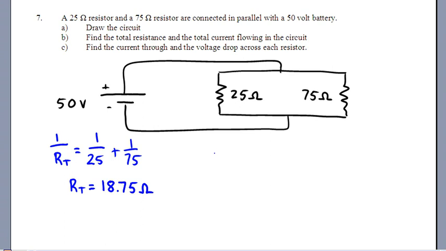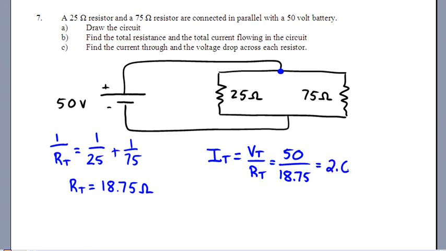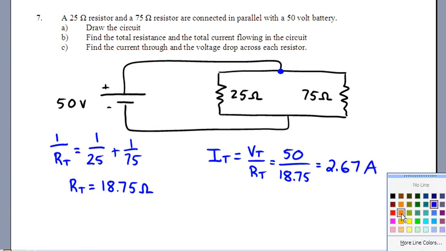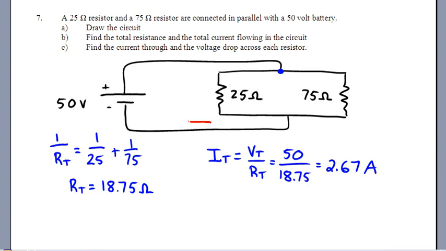And now I can go and find the total current coming out of the battery. Now it is going to split at this junction right here, but coming out of the battery, it's going to be that total voltage divided by the total resistance. So 50 divided by 18.75. So we're looking at 2.67 amps. Going to trim that down to 3 sig figs. Now be careful. That's the current on this main wire all along here.